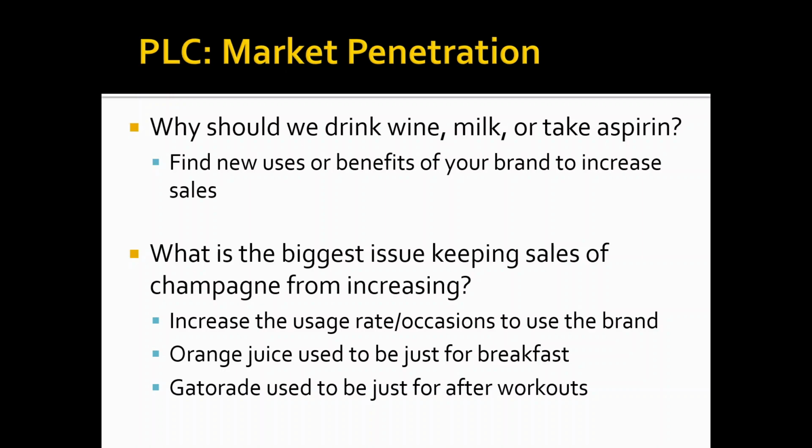The Orange Growers Association was able to market it in a way that now we can drink orange juice any time of the day. Gatorade was first developed just for after workouts. Now there's Gatorade to take before you work out, during your workout, after your workout, and socially. So they've increased the usage rate or occasions dramatically.